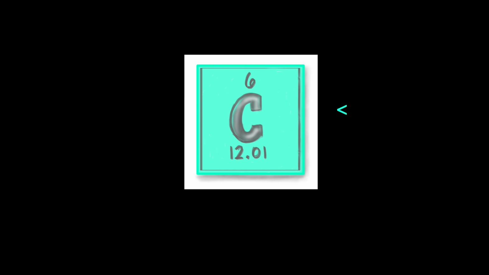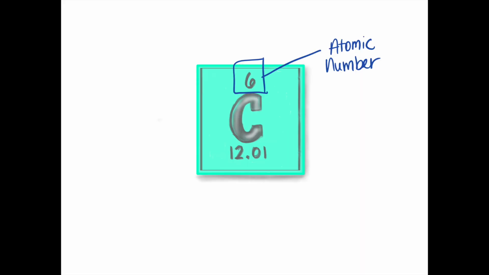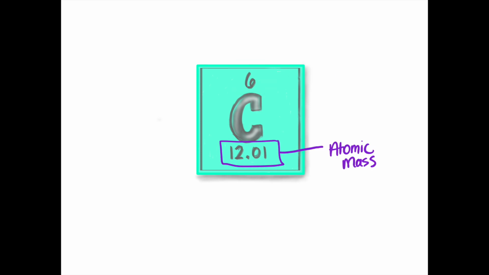The first thing you notice when looking at each box would be the symbols. C in this box is the element symbol for carbon. The whole number in each box is the atomic number for the element. The decimal number is the atomic mass for each element.